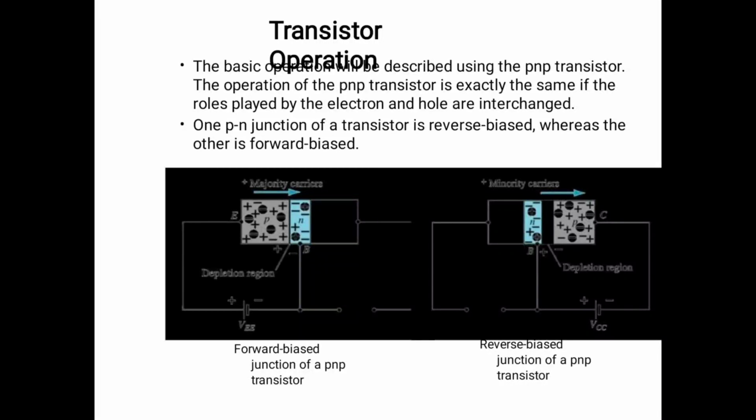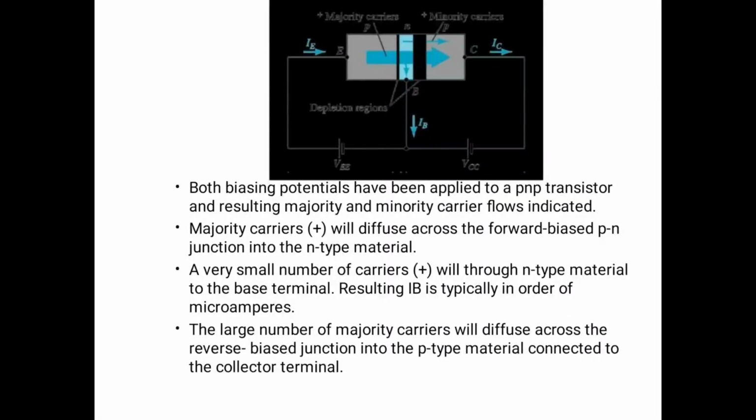The conditions involve the majority and minority carriers. The minority carriers are the negative charges and the majority carriers are the positive charges, flowing in the regions connected to the forward-biased junction of the PNP transistor. For the reverse-biased junction of the PNP transistor, both biasing potentials have been applied to the PNP transistor.